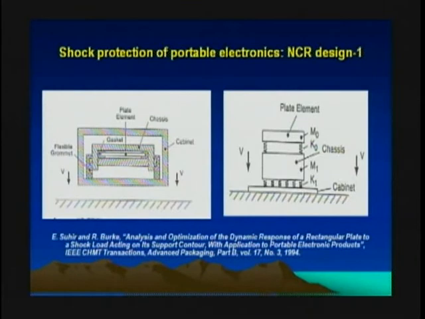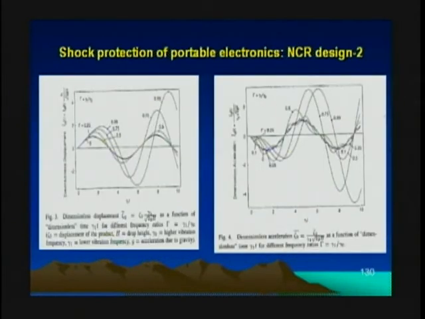Mass of the... why does it come slow? You can change the mass of the chassis. You can change the mass of the plate element, to the extent possible, and certainly you can change the spring constants of the gasket and of the flexible grommet. And these results show you what you can possibly do.